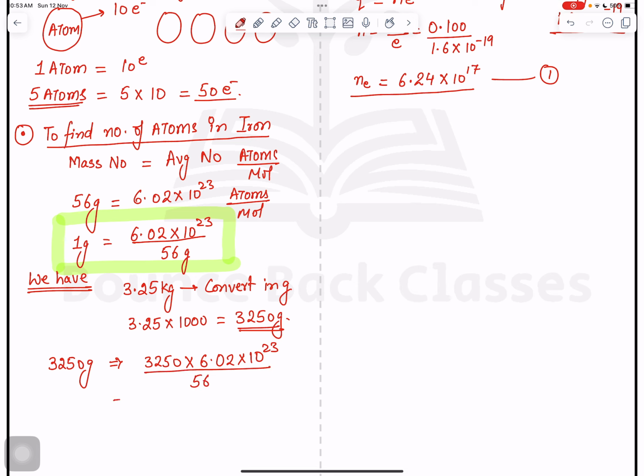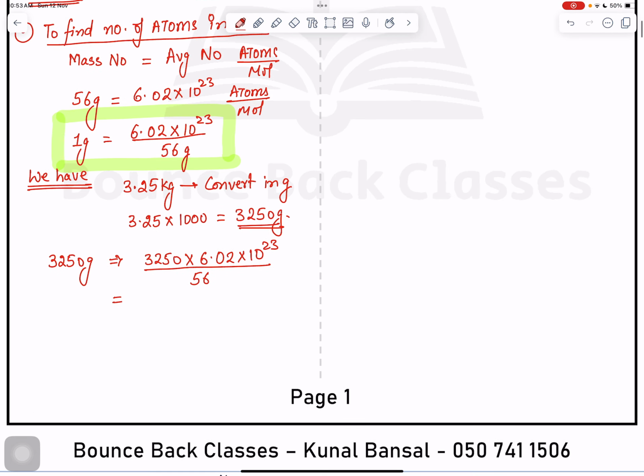Yes guys, calculate it fast, put in your calculator and solve it. So guys, what we get? 3.50 multiply 10 raised to power 25 atoms. Remember this thing, what we get? Atoms. Okay, in case of iron, second point, let's say this is your second point.